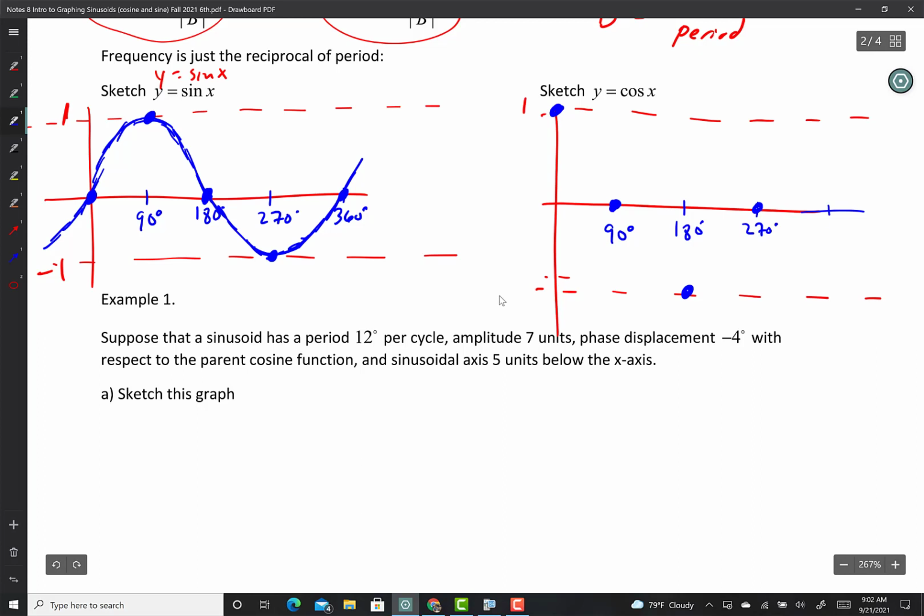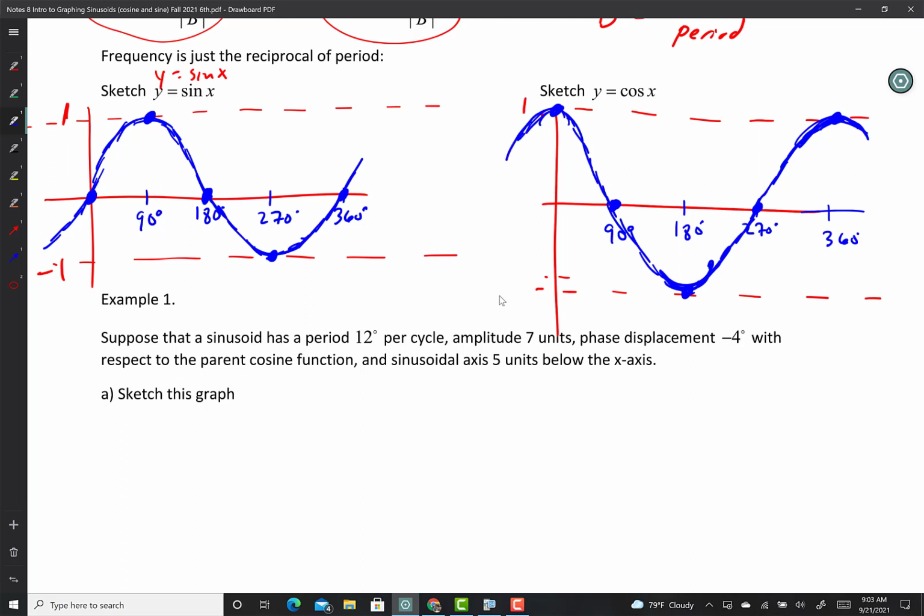And then finally go to 360. What is cosine 360? 1. At the maxes, put upside down bowls. At the mins, put regular bowls. Try to make the point of inflection the midline. It doesn't have to be perfect. I feel like my sine graph was better, but that's fine. And look at that, we just sketched the parent functions sine and cosine.